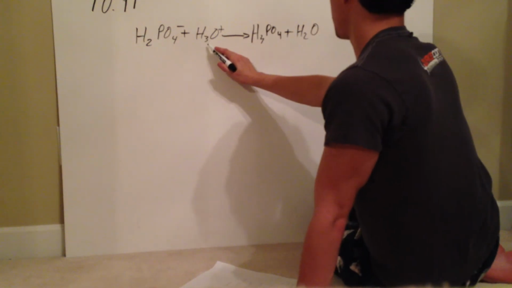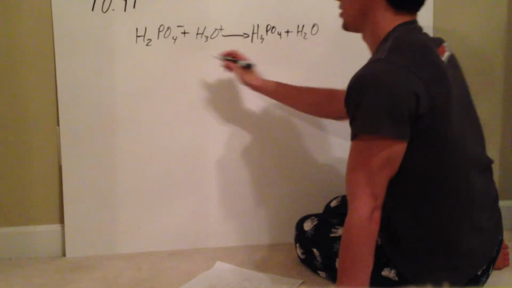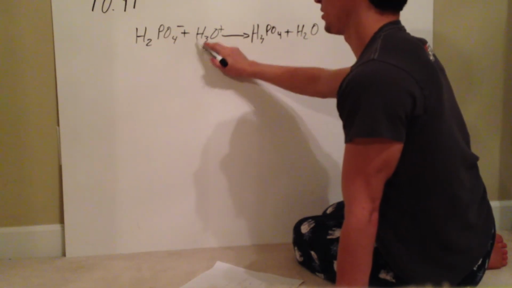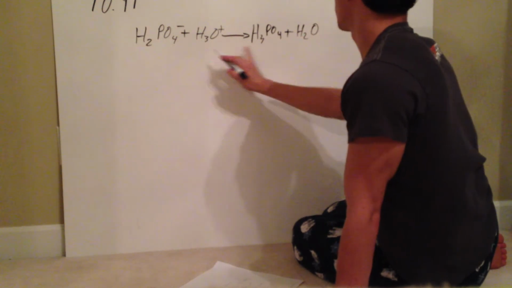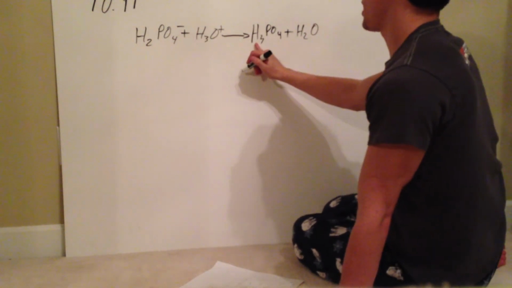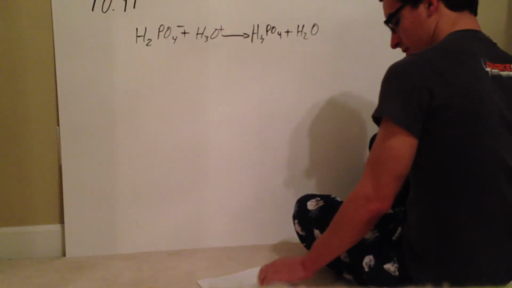The acid is the H3O plus, because in the next step it shrinks down and gives away the H. So the H3O plus turns into H2O, and then this H2PO4 negative gets the H and becomes neutral, and that goes down the charge. So that's how that works.